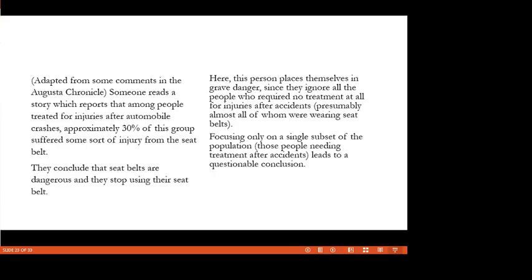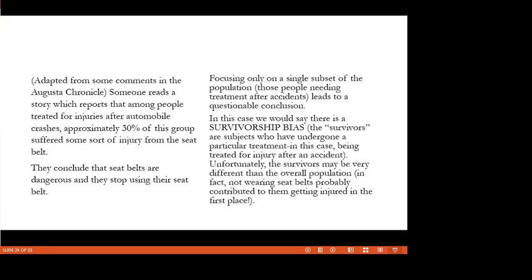So we always have to be careful. In this case, we're only focusing in on one subset of the population, which was the people who needed treatment after a car accident. And a term we would use in statistics when we make this mistake of only looking at one subset of a data set and ignoring another group that goes along with them is we would say we've committed a form of survivorship bias.